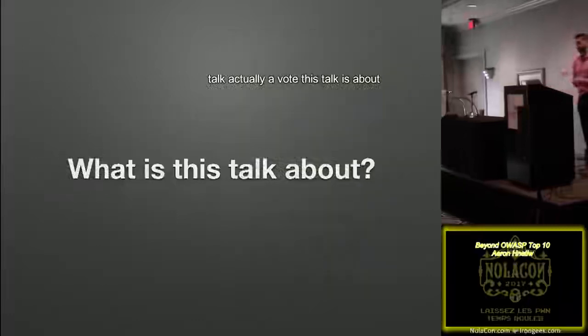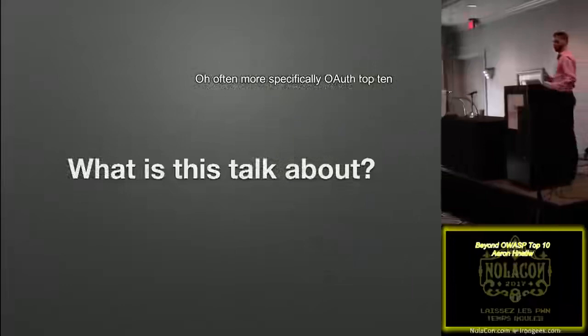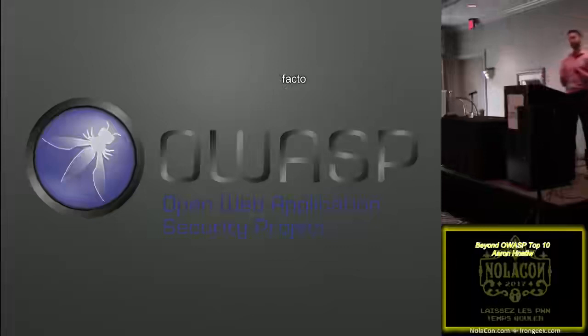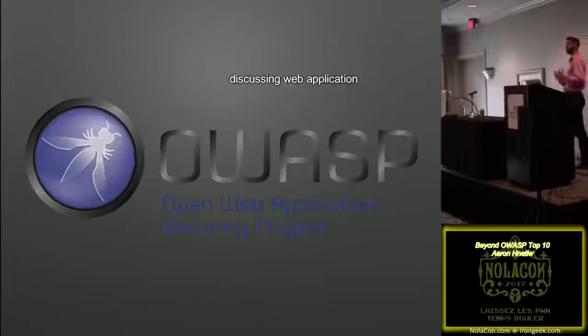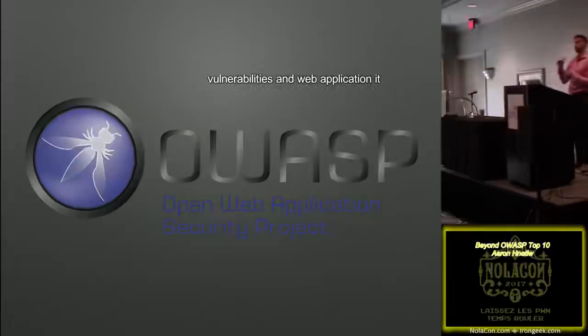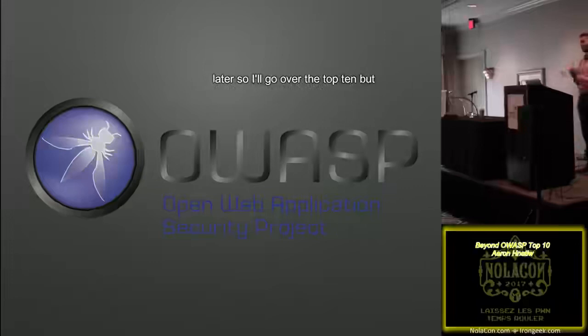So let's start. What is this talk actually about? This talk is about OWASP, and more specifically, OWASP's Top 10. For those of you that aren't familiar with it, the Top 10 is kind of the de facto reference that we usually give to developers, or we use ourselves when we're discussing web application vulnerabilities. Basically, it's the top 10 most common security vulnerabilities in web applications. The last full release was in 2013. There's a release candidate that's come out this year, but I'll get more into that later.